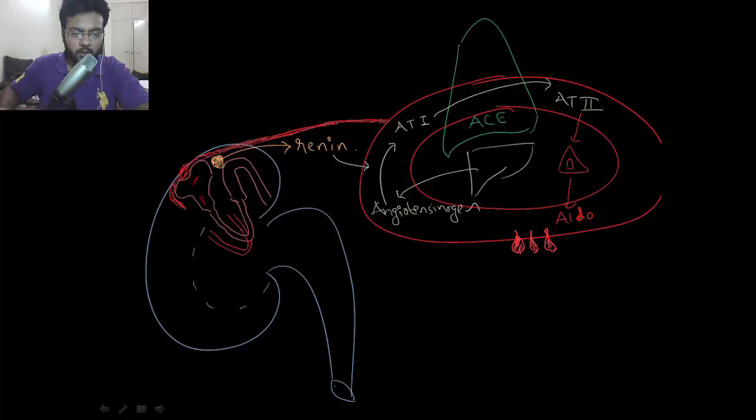Note that juxtaglomerular apparatus is located in the cortex of the kidney, and vasa recta, the loop of Henle and the collecting duct are in medulla of the kidney.